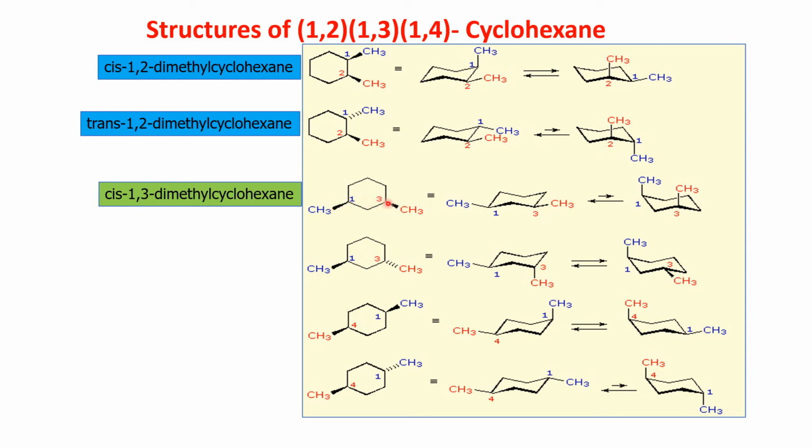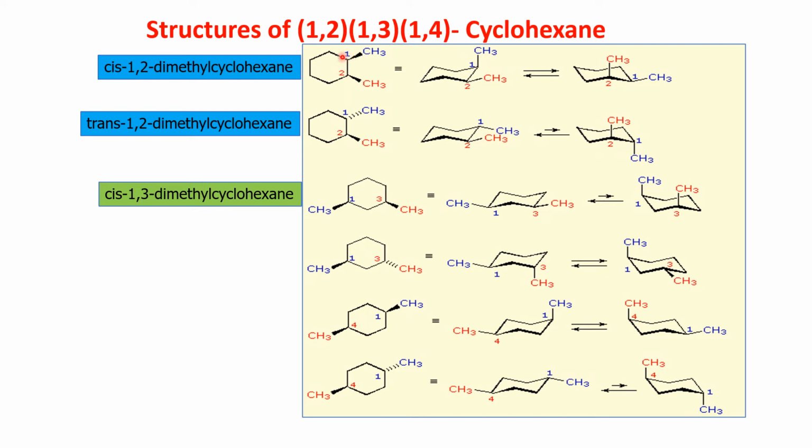Solid wedge bond. If both are solid wedge bonds, this is the cis form. If one is a wedge and another one is a dash line, that means it is trans. So both are solid wedge bonds, so this is a cis one. So cis means, which position do we need to keep for 1,3? Just the reverse of this one.